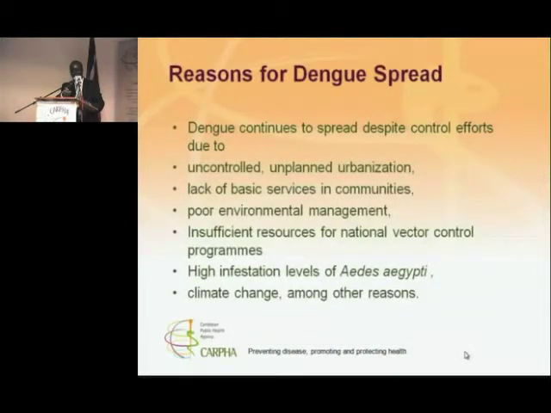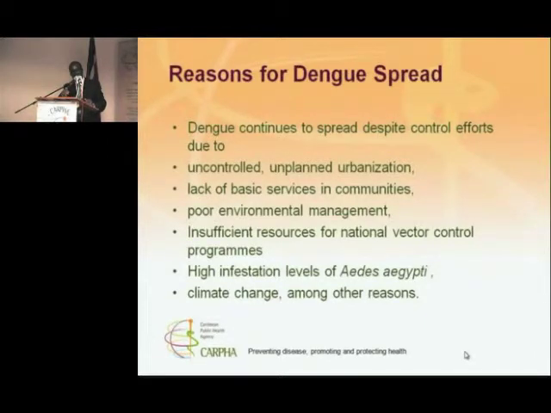Reasons for dengue spread. I think many of us are aware of what these are, and some of these have already been highlighted by some of the previous speakers. But I think if we look at some particular ones here, uncontrolled and unplanned urbanization. We're very aware in Trinidad and Tobago about how there has been a recent increase in flooding. There are new developments going on everywhere, and part of this is down to the urbanization that is happening within Trinidad and Tobago and potentially across other parts of the region as well.